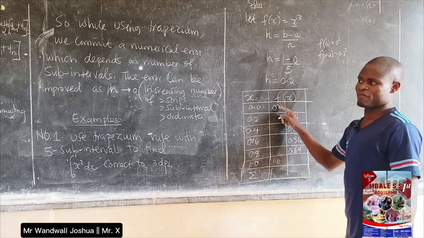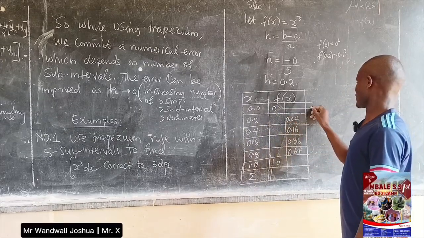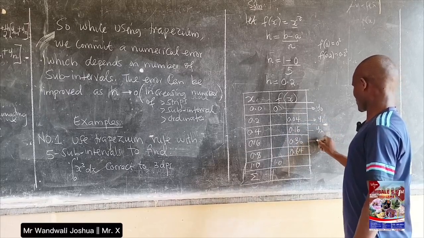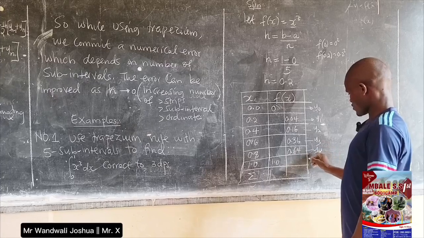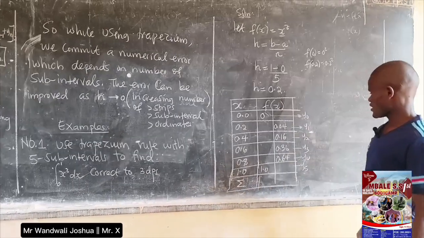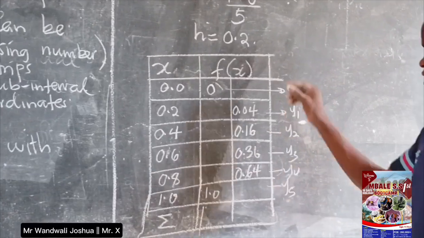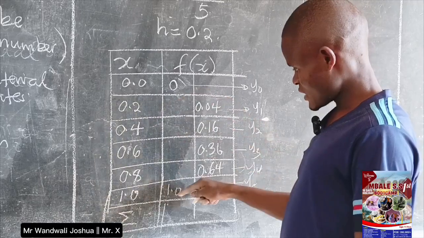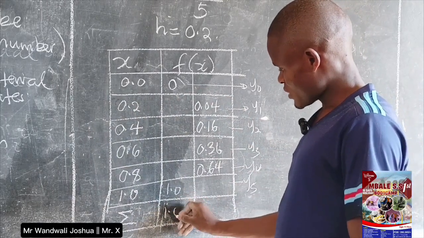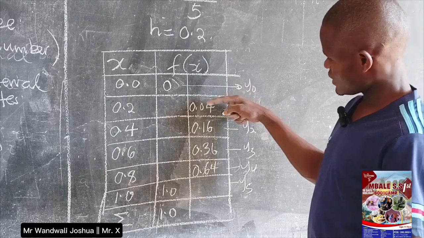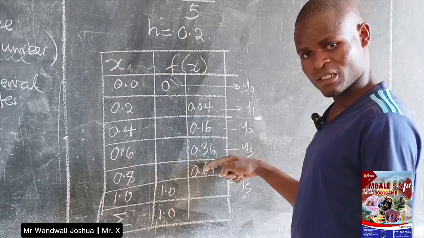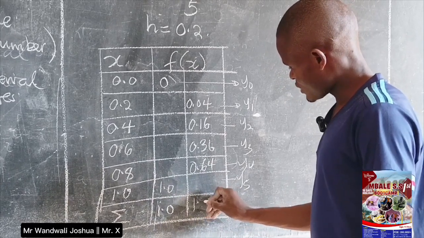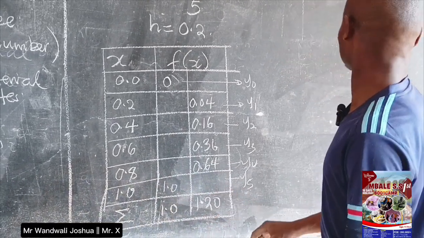Now this value which we have first is the one we call the y naught. This is the y1. This is the y2. This is the y3. This is the y4. This is the y5. That's why we said we have 5 sub-intervals. Now when I add up here, summation, you add this first value plus the last value, and the answer here will be 1.0. Then let us add this plus this plus this plus this. Which answer do we get here? 1.20. So we get 1.20.